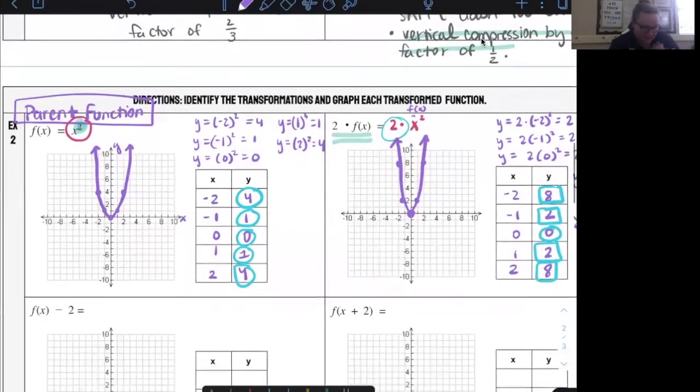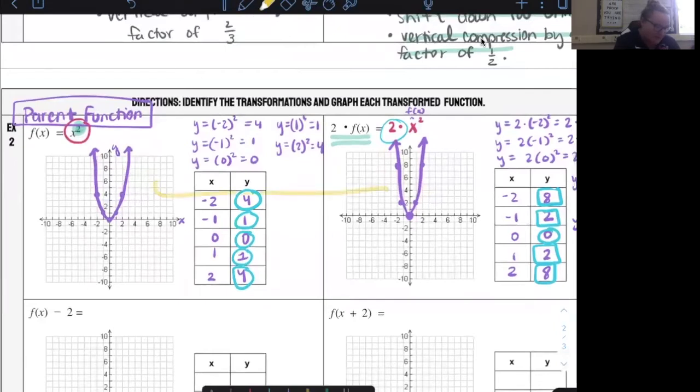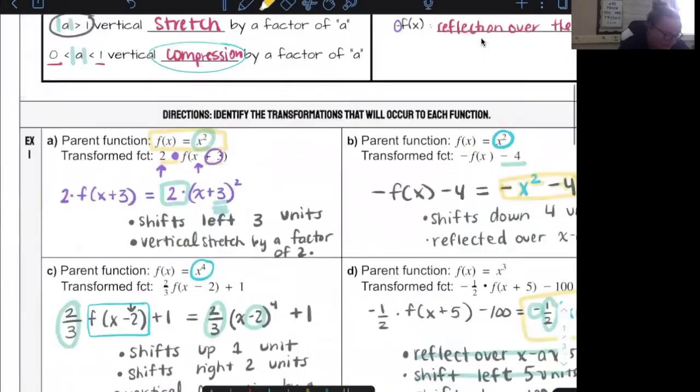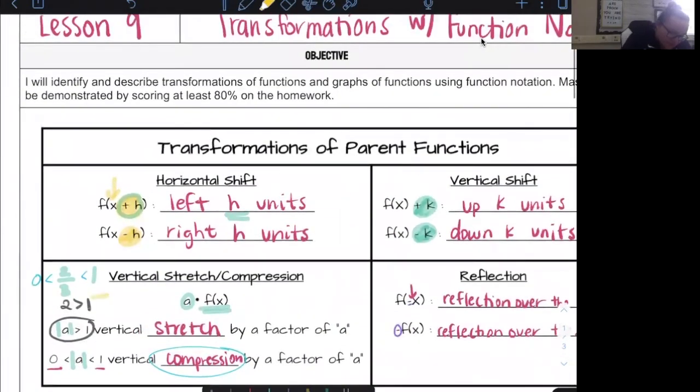So as you can see, if you compare these two graphs here, this one got skinnier. It got stretched vertically. Which makes sense because 2 times f of x, well, 2 is greater than 1, remember? So that gives us a vertical stretch by a factor of 2.